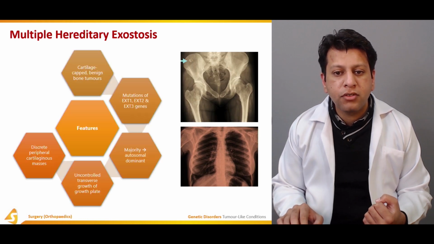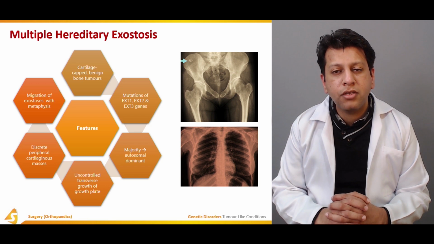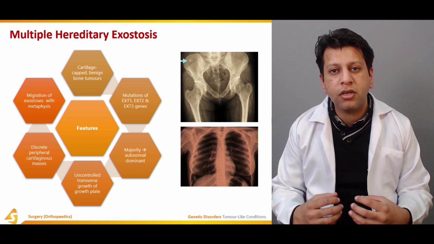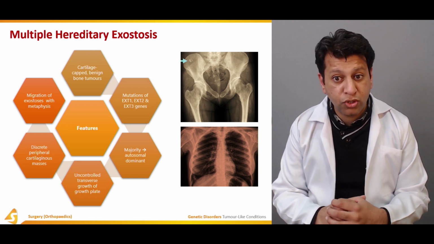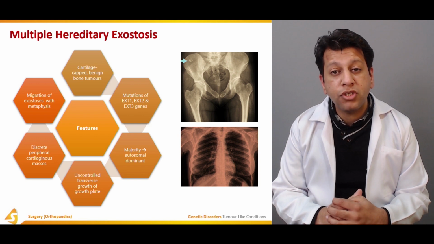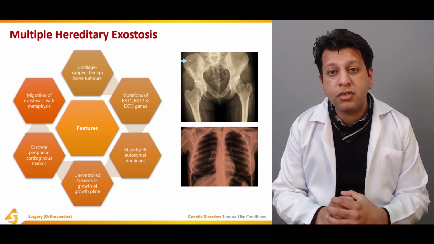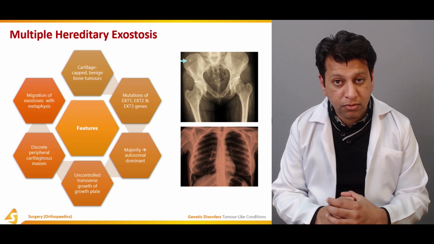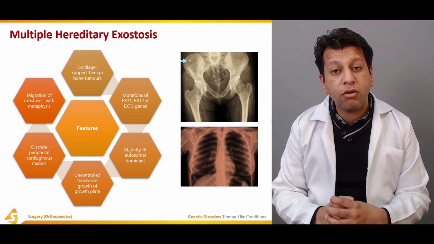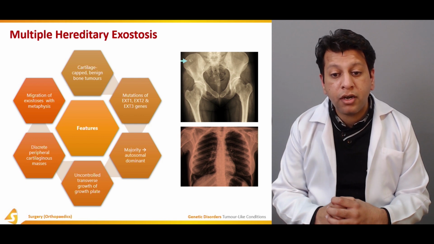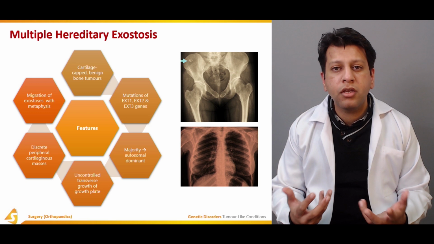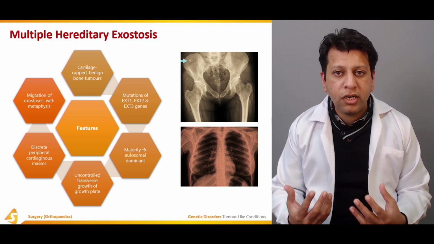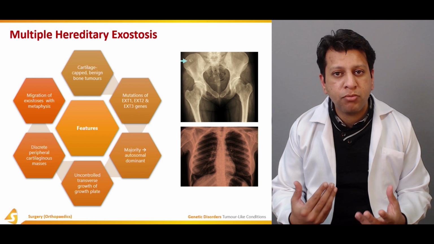What are the features? Usually it's a bony outgrowth with a cartilage cap. So it's a cartilage cap benign bone tumor. The genes involved are the exostosis genes, EXT type 1, type 2 and type 3. Majority are autosomal dominant in pattern of inheritance, and this may present as uncontrolled transverse growth of the growth plate. Usually the most common area is the metaphysis. Around the knee joint is the most common, especially the distal femur and the proximal tibia.